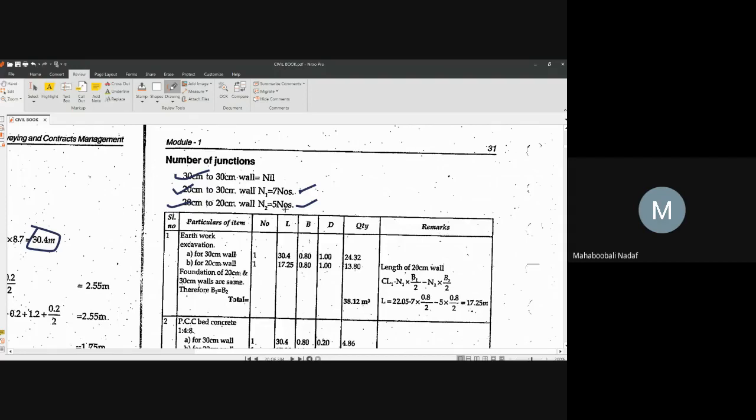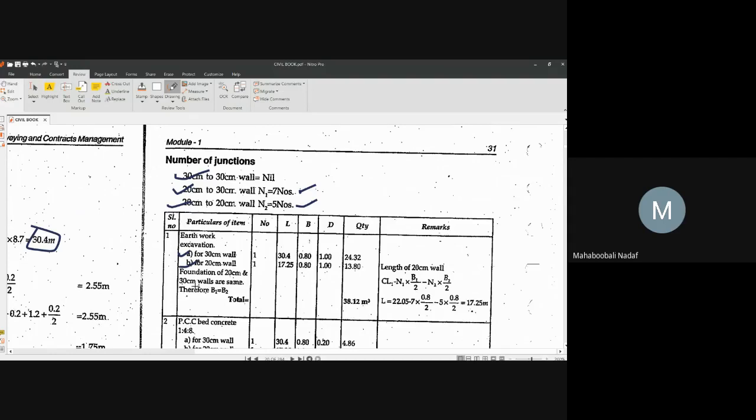Whenever you have two different walls, you should always write them in a separate manner. Just as you wrote first footing, second footing in the previous examples, similarly you have to write a separate calculation for 30 and a separate calculation for 20 in the excavation and in other items also.